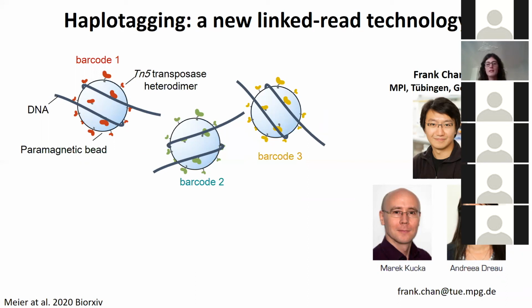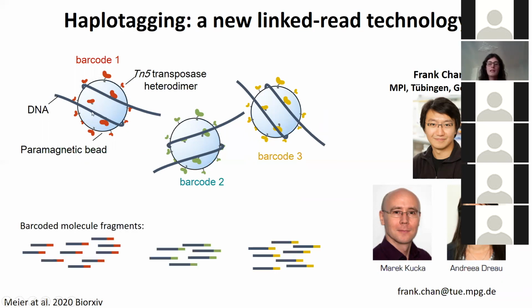For this, we used haplotagging, a new linked read technology that was developed by Frank Chan and Marek Kuka and Andrea Dreu in his lab, which basically allows you to wrap DNA around beads, so that the Tn5 transposase, which is on the bead, cuts the DNA and adds a barcode, which is the same one for all DNA fragments on this bead. And then when you sequence the DNA, you know which parts came from the same molecule. And that helps because you can get phased data very easily without having to go for high sequencing depth. And it's also very good for finding structural variants.